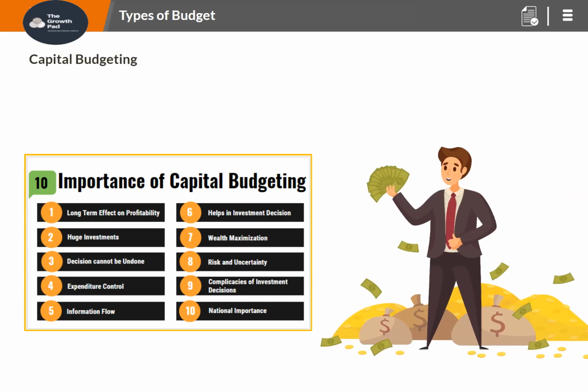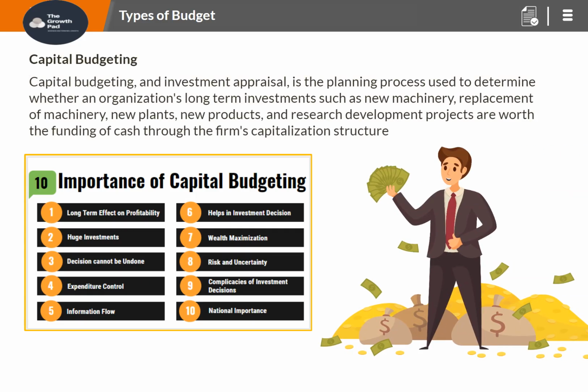Capital budgeting. Capital budgeting, and investment appraisal, is the planning process used to determine whether an organization's long-term investments such as new machinery, replacement of machinery, new plants, new products, and research development projects are worth the funding of cash through the firm's capitalization structure.